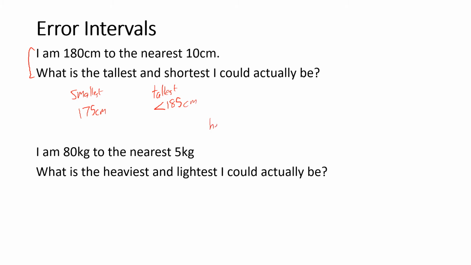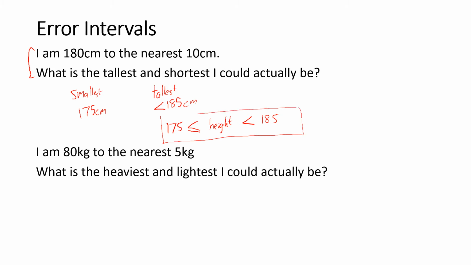Now, how do we put this all together in terms of the tallest and shortest we could be? So we're going to say the height is in between 175 and 185. We know it's got to be less than 185, because if it was exactly 185, it would round up. But we don't know, it's not 184.9, it's not 184.99, etc. That's as accurate as we can be. And it has to be bigger than 175, but it could be equal to 175. So we use that little inequality sign where it can be equal to.